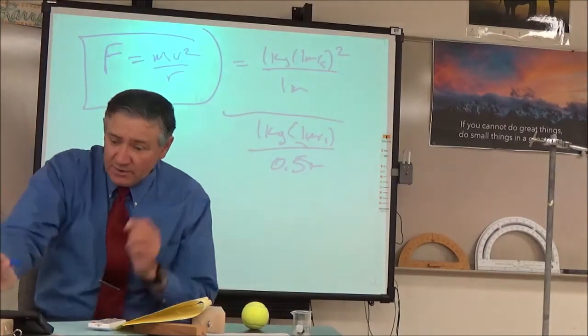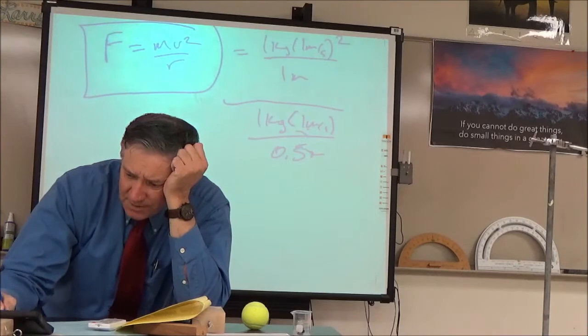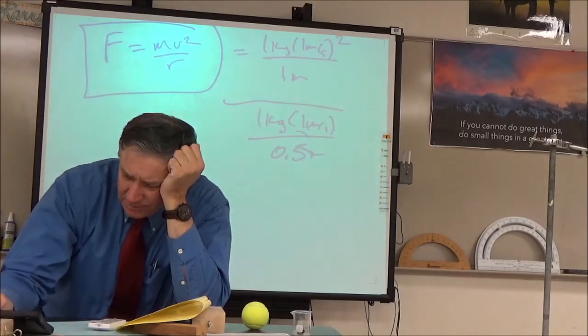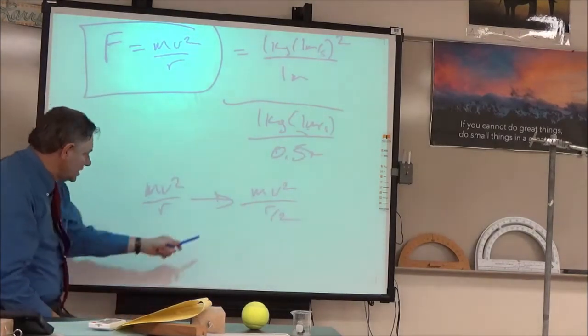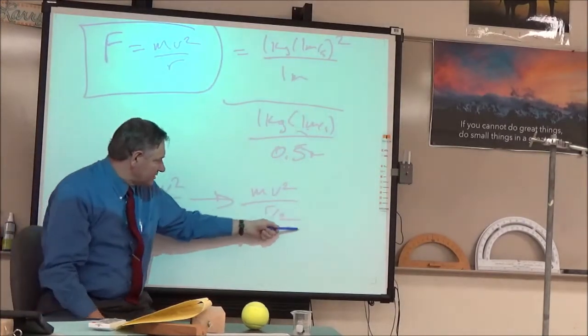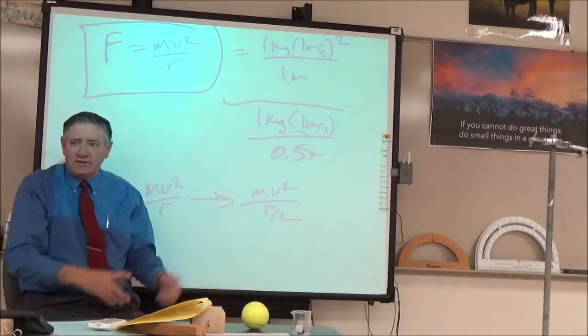If you like variables, go, okay, well that's mv squared over r. So my new set of conditions is going to be mv squared, and then that's r over 2. Oh, I'm dividing by r over 2. The 2 flips up, everything gets doubled.